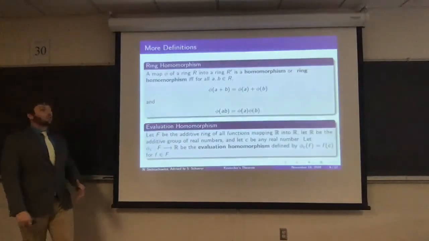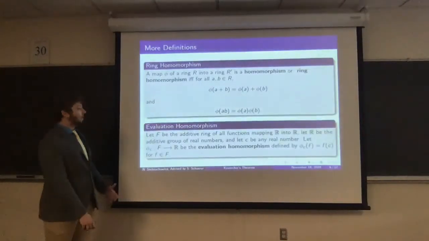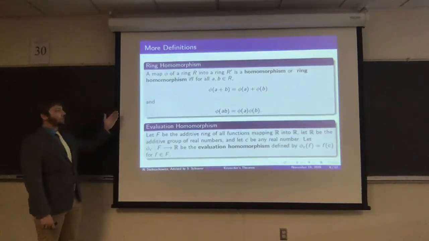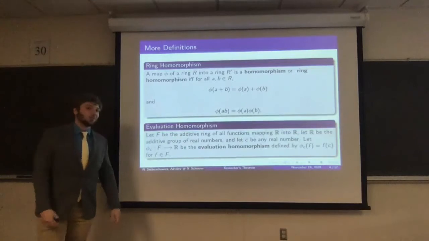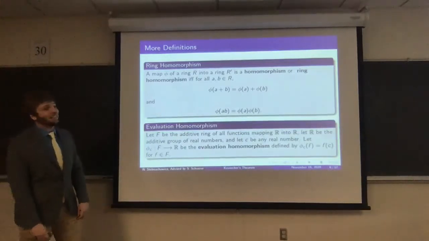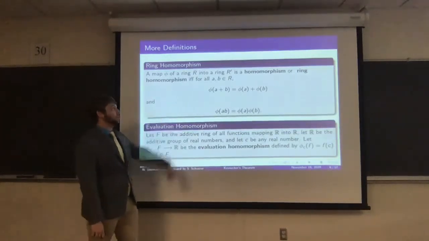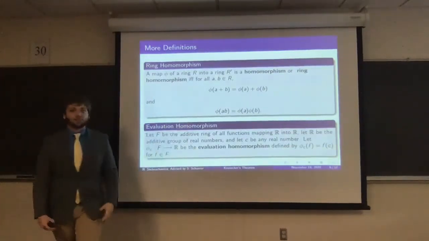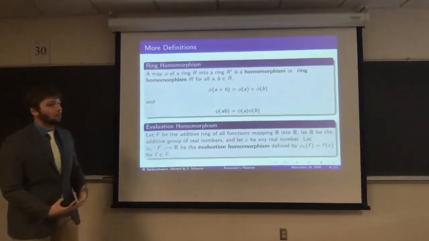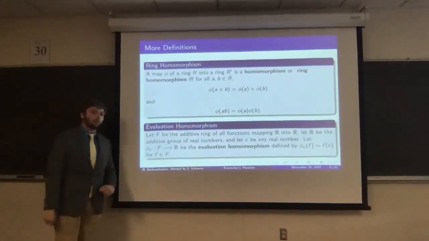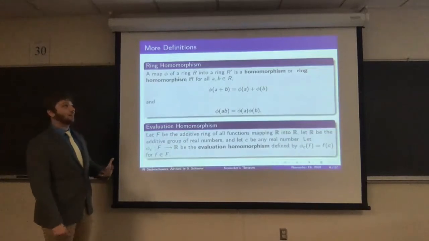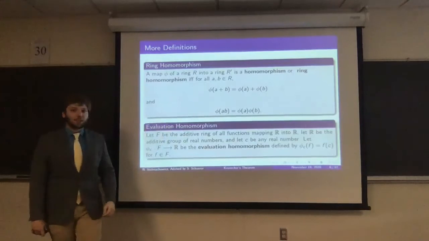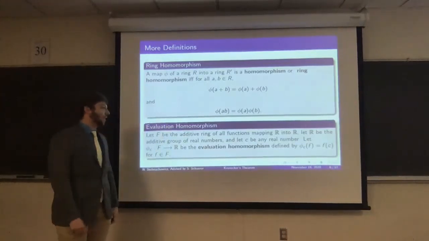Moving on, we have two more definitions here, a ring homomorphism and the evaluation homomorphism. The ring homomorphism is very similar, again, to a group homomorphism. It's just that instead of checking for one operation to be operation preserving, we need both operations of the ring to be operation preserving under our map in order for it to be a ring homomorphism. In the case of this problem, both addition and multiplication need to be operation preserving.